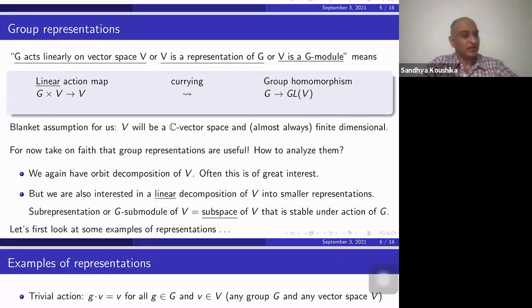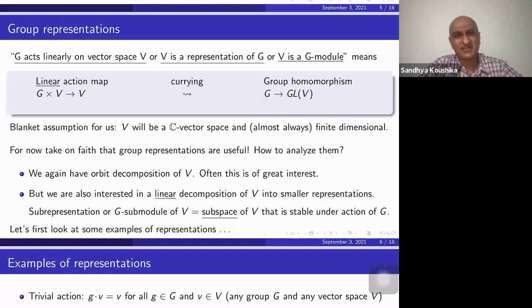So for a group action on a set, the decomposition was very easy, at least abstractly. Namely, if a group is acting on any set, then it just breaks down as a disjoint union of orbits. Right? So we would like to have something analogous here. What is a sub-representation or a G submodule of V? It's something that is part of V and it should be stable under the action of G, but now I require it to be a linear subspace. That's what I call a sub-representation.